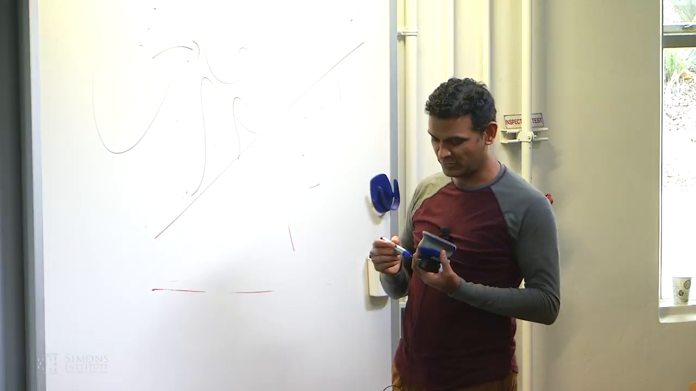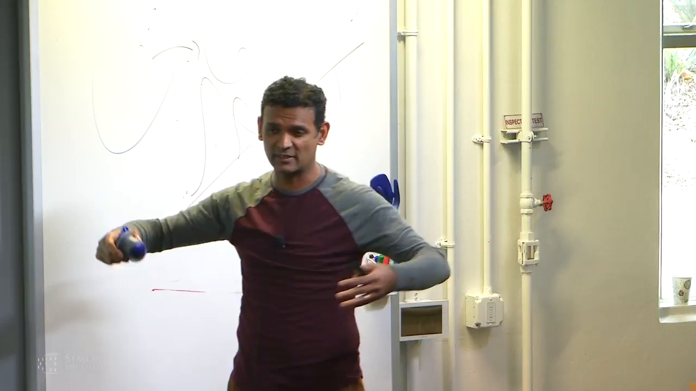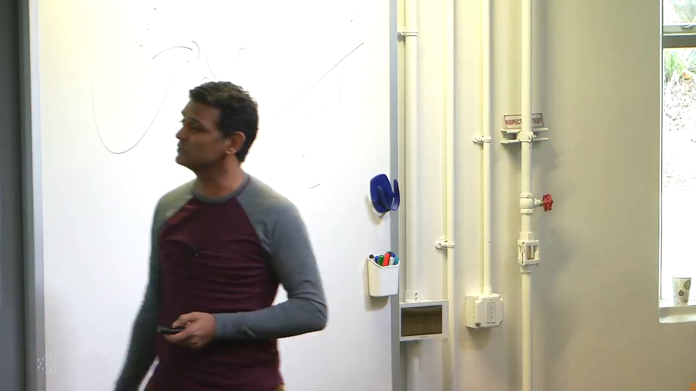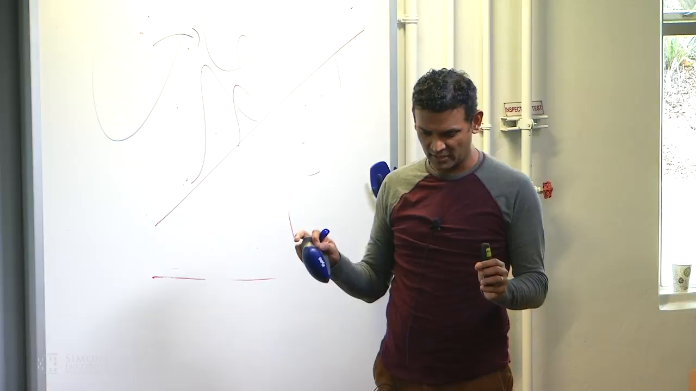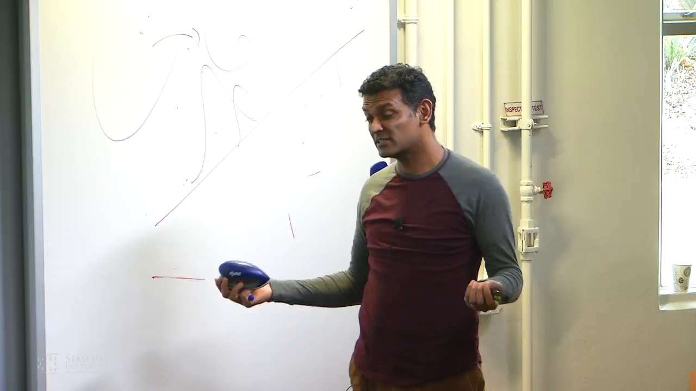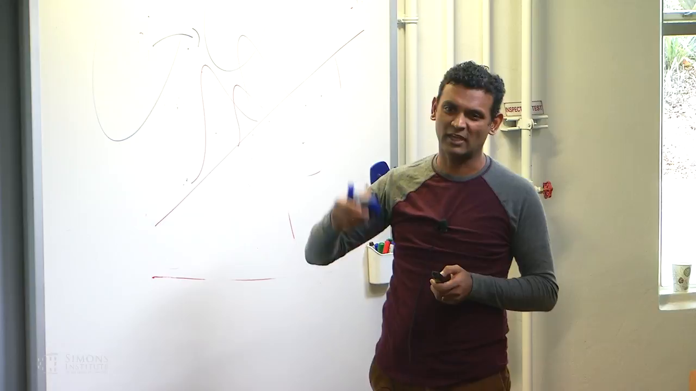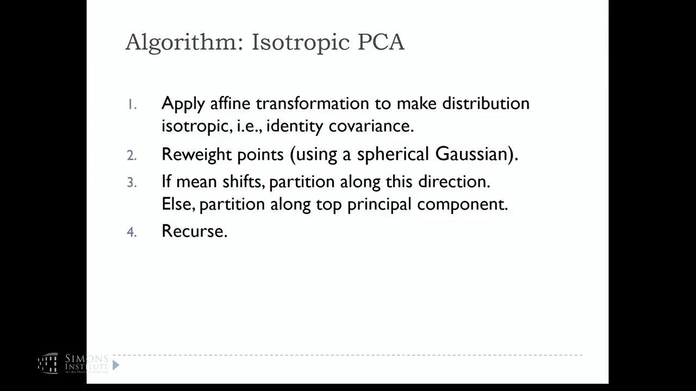PCA by itself will tell you nothing. And then you're going to reweight points so that points that are further away get lesser and lesser weight. Just the weights themselves are Gaussian. And now you see, has your mean shifted because you've reweighted? If it has, that direction is going to be very important. You'll use it to cut and recurse. If the mean hasn't shifted, maybe because they are balanced components, take the top principal component, project on that, and recurse. Okay, so it's a combination of PCA and this recursive transformation.